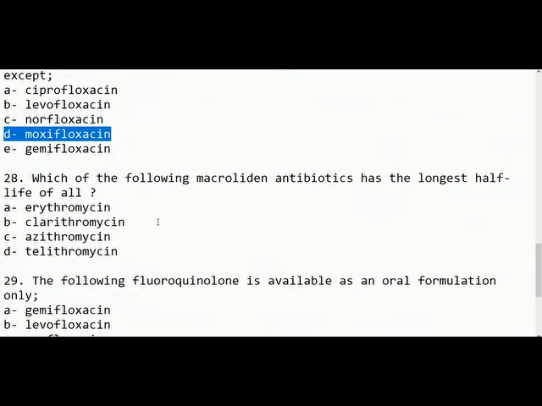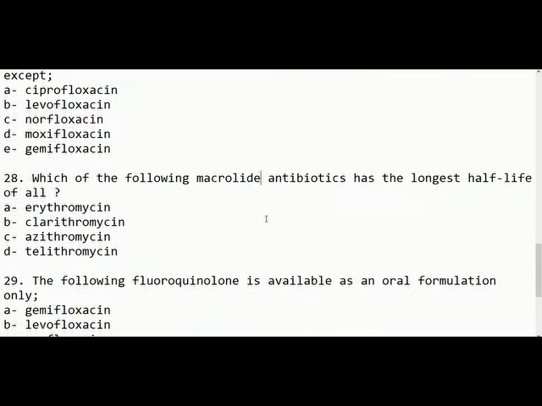Now moving on to the 8th MCQ, which of the following macrolide antibiotics has the longest half-life of all? One is erythromycin, clarithromycin, azithromycin, and telithromycin. These are all macrolide antibiotics, and among them there is one that has the longest half-life of the four, and that is C. So the option C is the correct option. Azithromycin has the longest half-life of all macrolide antibiotics.